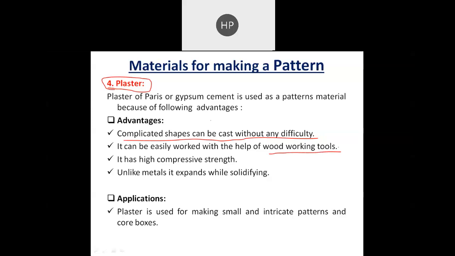Okay, if you have a certain woodworking tool, then with the help of that tool we can easily give any shape to the plaster, so very difficult shapes can be easily generated. Then it has a high compressive strength. Okay, so we know that cement has a very high compressive strength. The same property will be obtained when we make the pattern from this plaster. That's why it has a high compressive strength, and that is very advantageous.